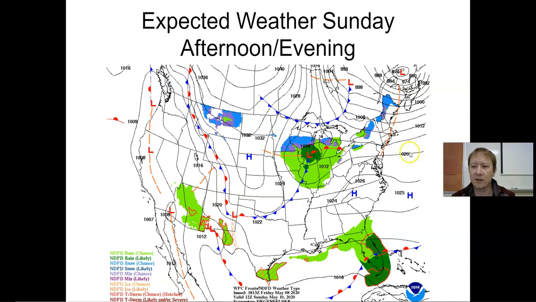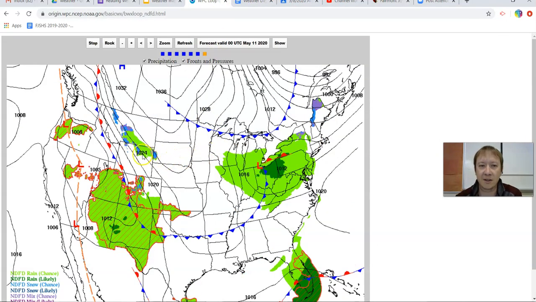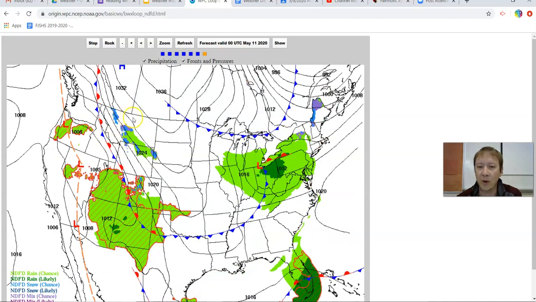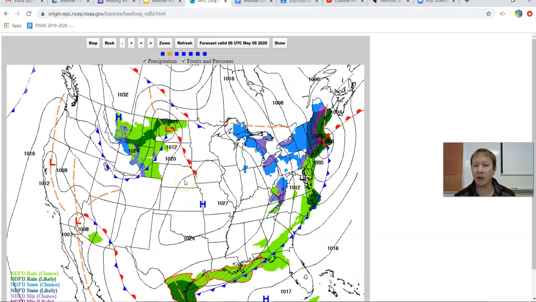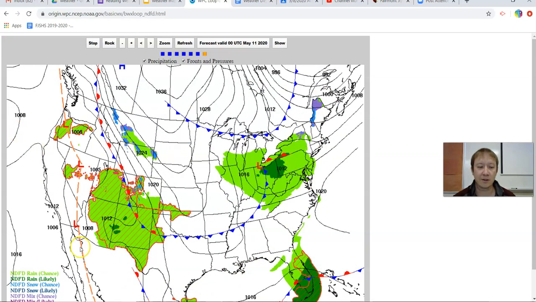So if we look at this, you get the loop. As this is on a loop, it's showing how that system is moving from the northwest to the southeast. And remember, we live in the westerlies, so the weather systems tend to move from west to east.